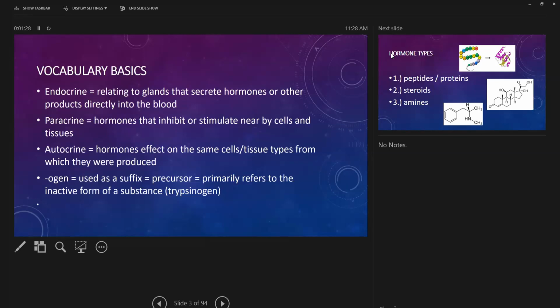Vocabulary terms for endocrinology. So endocrine basically is related to glands that secrete hormones or other products directly into the blood. A paracrine gland secretes hormones that inhibit or stimulate nearby cells and tissues. Autocrine is a type of hormone that affects the same cell, tissue line, or type as the cells that produce it. And ogen is a suffix which refers to an inactive form of a substance, with an example here of trypsinogen.